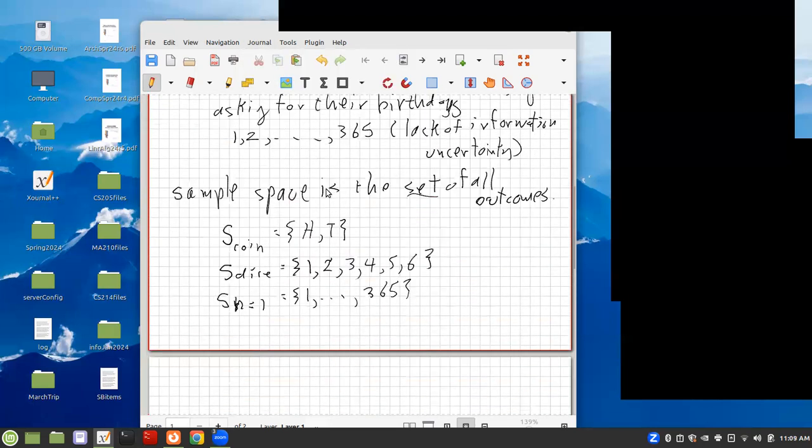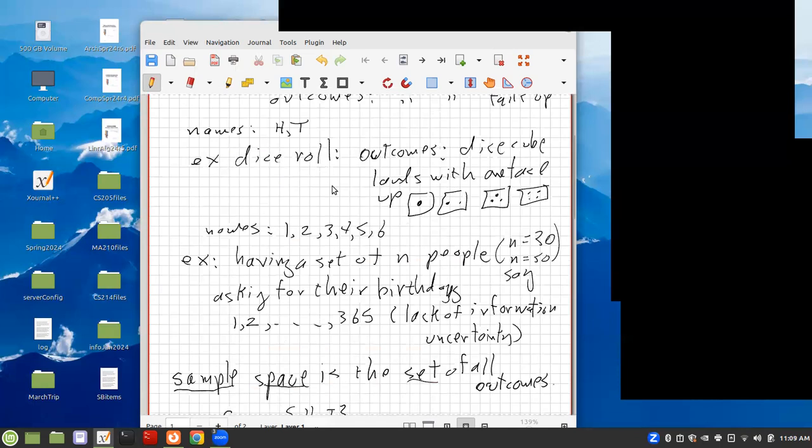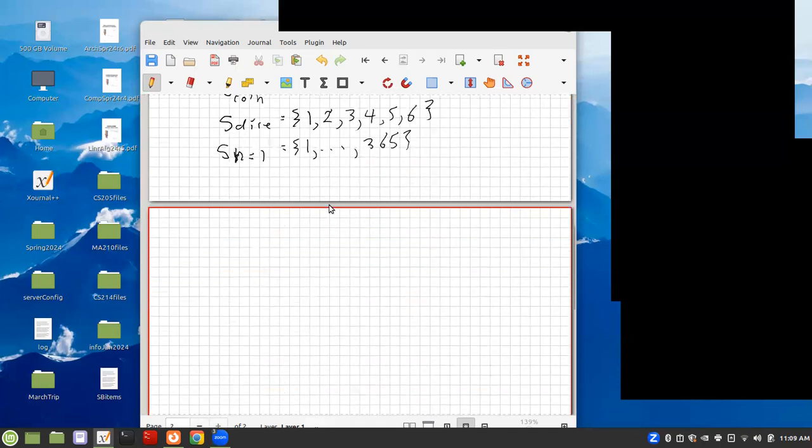Okay, so we have this idea of the sample space. This is sort of a model or identifies the outcomes in some probability experiment. And then what we're going to be interested in is events. An event is a subset of the sample space.